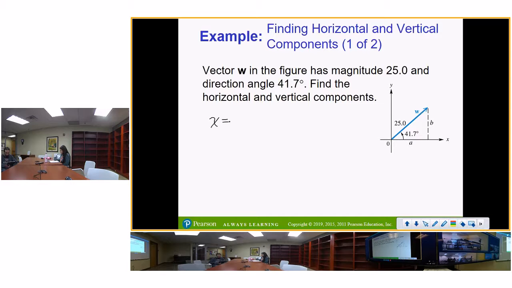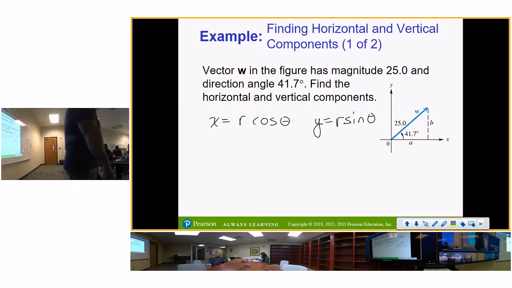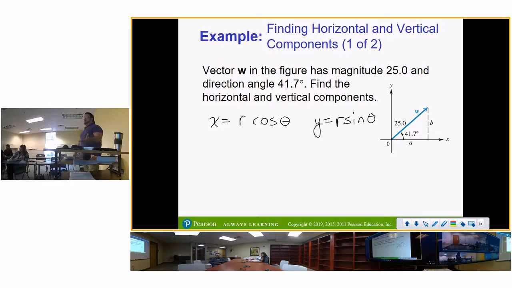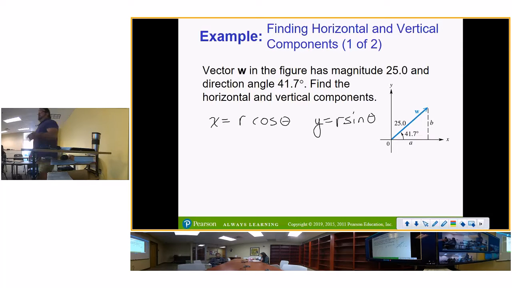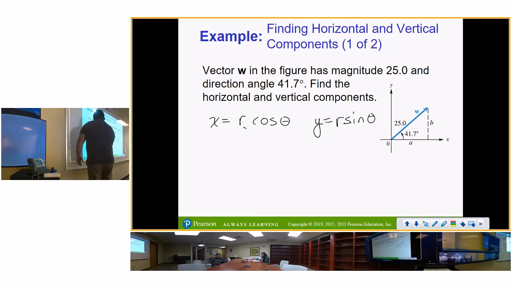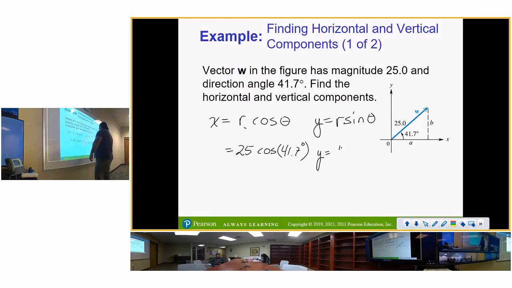X is equal to r cosine theta. Y is equal to r sine theta. And the reason I make it like that is because I don't want you to learn one way and then 2 or 3 slides later they change it on you. So I'm just going to go ahead and call it r sine theta and r cosine theta. So the angle is 41.7. So that's going to be 25 times the cosine of 41.7. Make sure it's in degree mode. And the y is equal to 25 times the sine of 41.7.